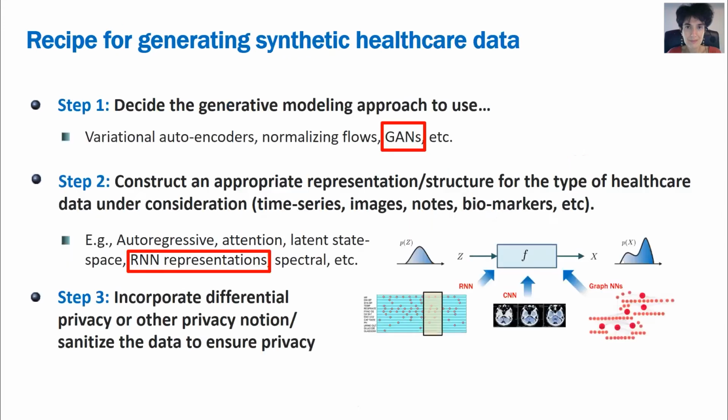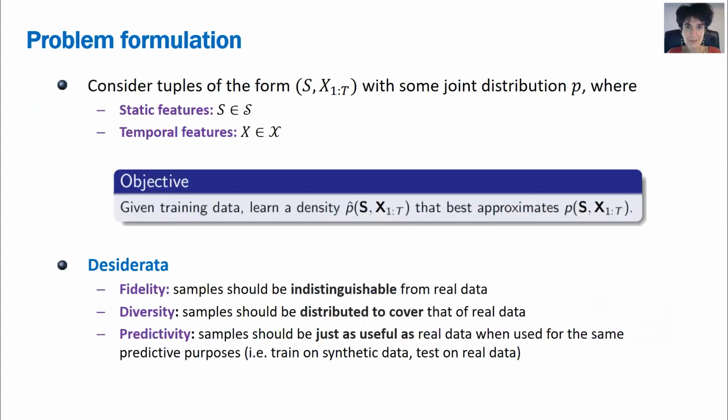So what we are going to do next is return to our general recipe for generating synthetic healthcare data. In step 1, we are again going to select GANs, but now in step 2, we are going to focus not on static tabular data, but rather on time series data. So we are going to focus on RNN representations. We are not going to consider explicitly any notion of privacy. So let us formalize this problem a little better.